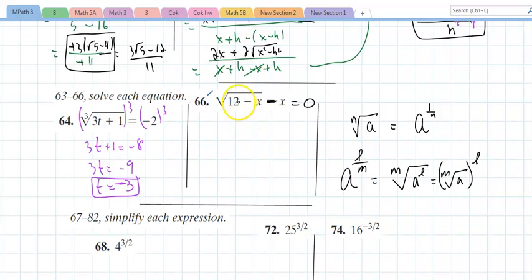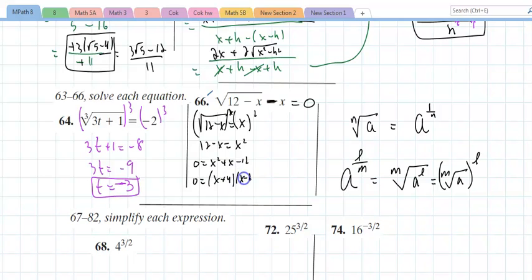And how do you solve this? I'm making a problem like 66. I'm changing something in it. You isolate the radical by itself. You square both sides to get rid of a square root. And that will be 12 minus x equals x squared, or x squared plus x minus 12 equals 0. And by now we know that that's a negative 4 and a 3.